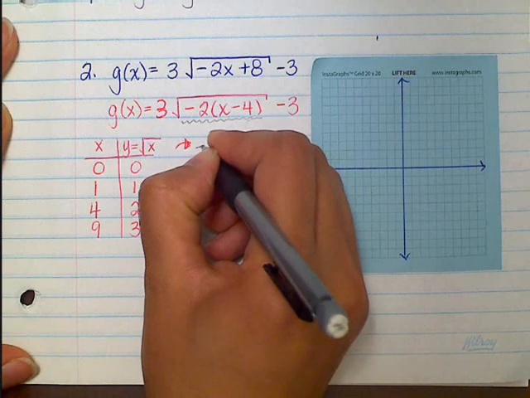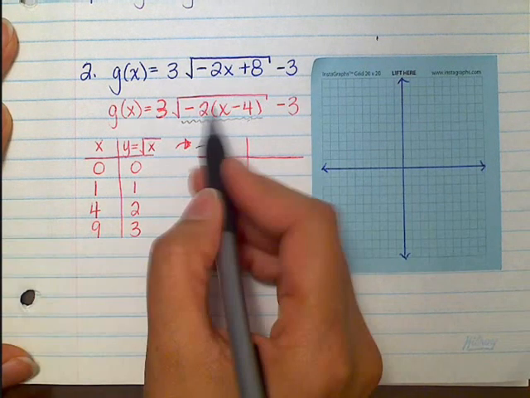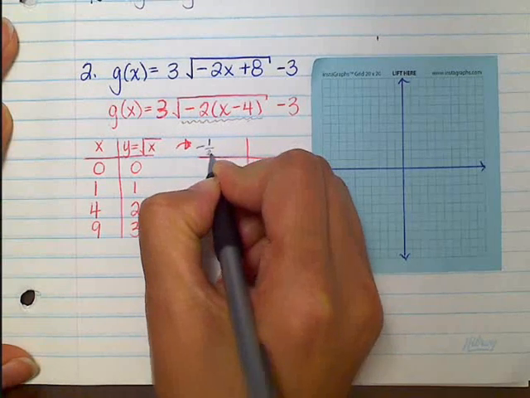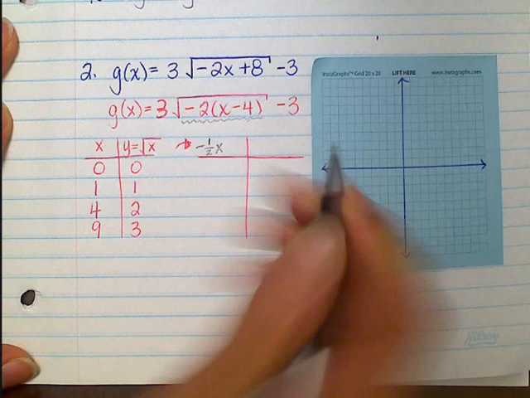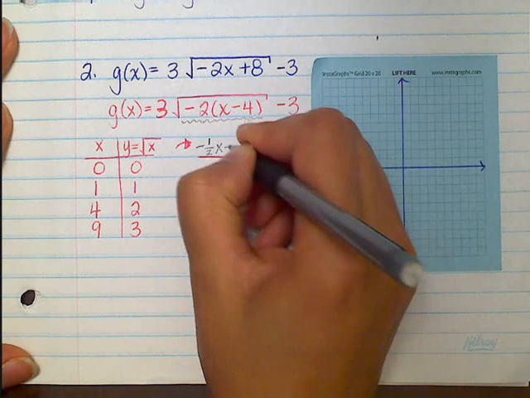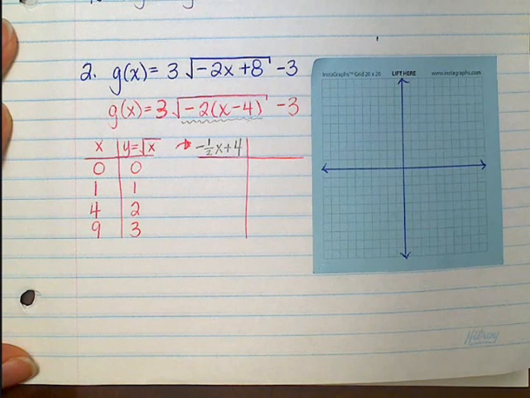So what that tells me is, because the graph is being reflected, I know I'm multiplying the x values by negative. And because this is actually a compression by a factor of 1/2, I'm going to multiply the x values by 1/2. And then I'm going to shift the entire graph to the right 4. So I'm going to add 4.